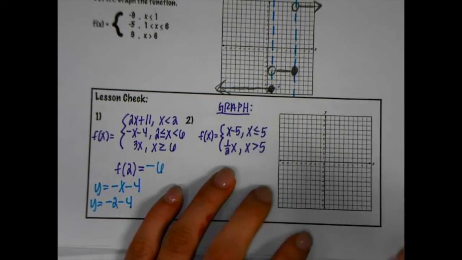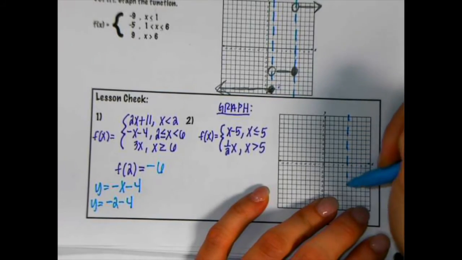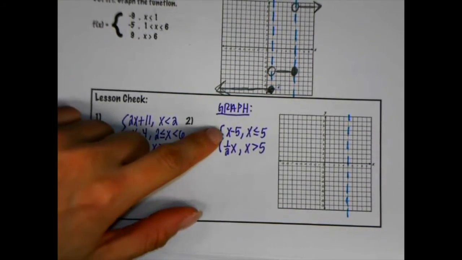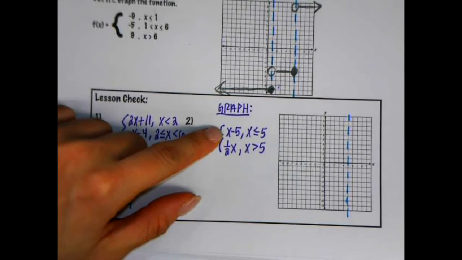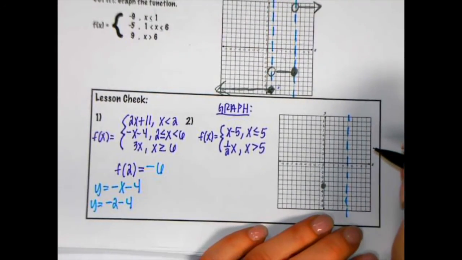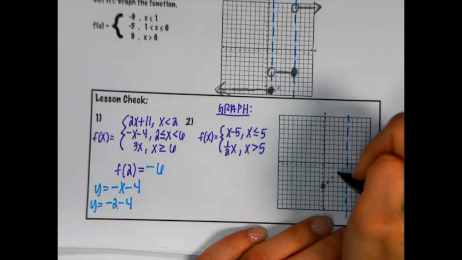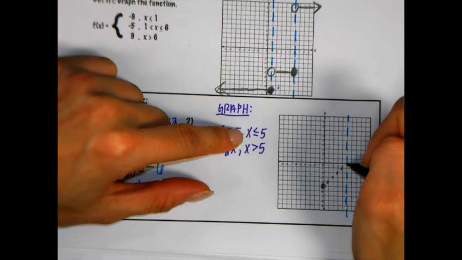Okay, then this one, the split's happening at 5. All right, so if y equals x minus 5, what's my y-intercept on this one? -5. And what's my slope? 1. So up 1 over 1. Now I'm just going to stop when I get to that line. And is it open or closed there? Closed.